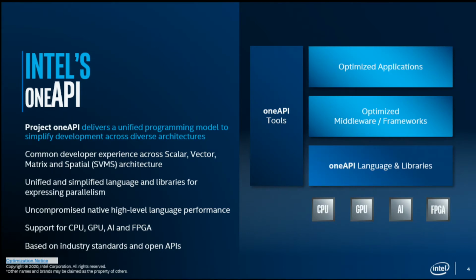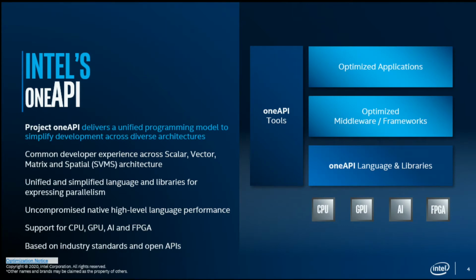As you work your way up the diagram on the right, we have oneAPI as the foundational programming stack, and it's used to optimize middleware and frameworks that sit on top of it. Those frameworks can include TensorFlow and other artificial intelligence frameworks. And then on top of that are the optimized user and industry applications that can take advantage of the middleware and frameworks or the language and libraries that sit at the bottom.